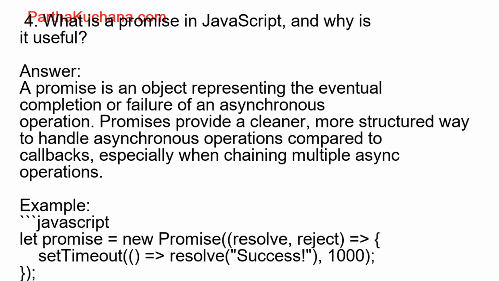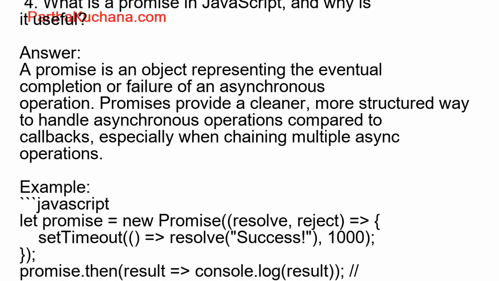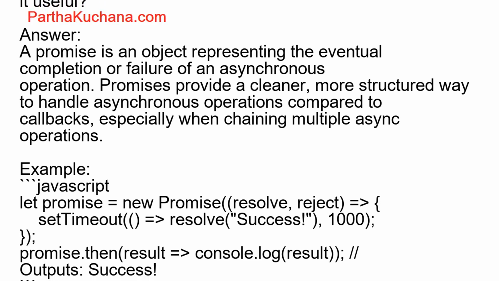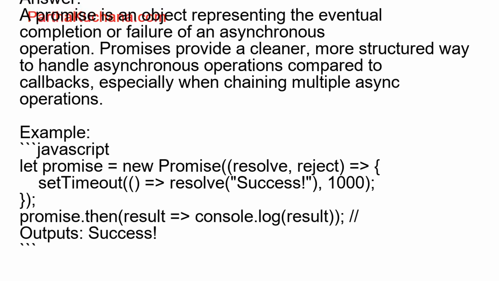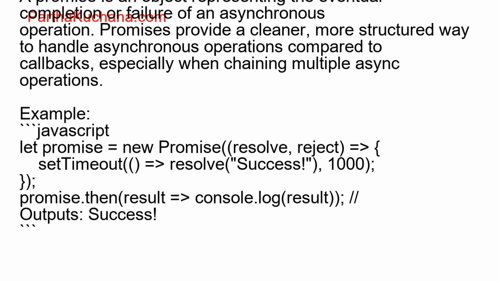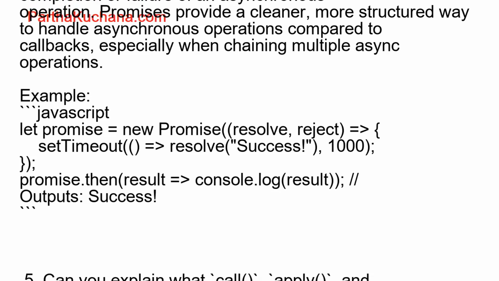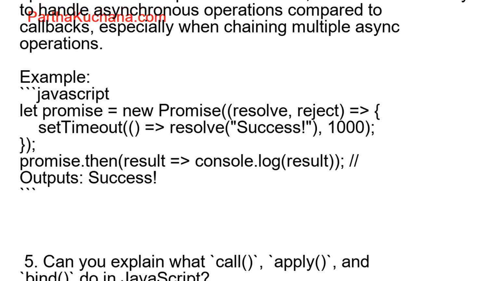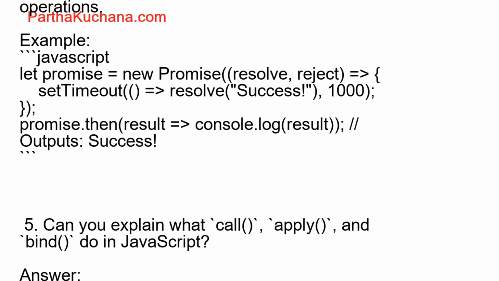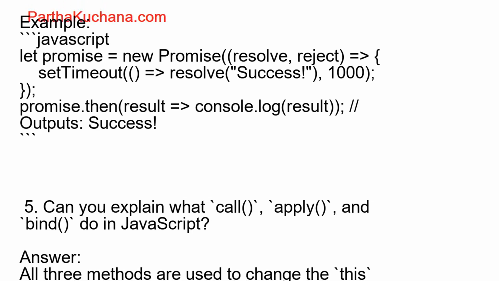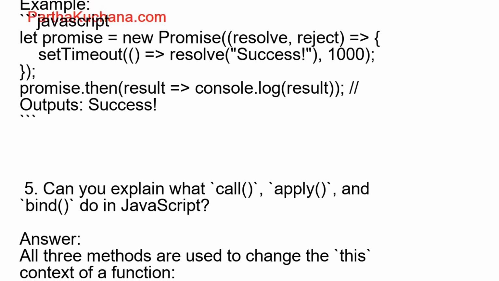5. Can you explain what call, apply, and bind do in JavaScript? Answer. All three methods are used to change the this context of a function. call calls the function immediately, passing arguments one by one. apply is similar to call, but arguments are passed as an array. bind returns a new function with a bound this, but doesn't call it immediately.